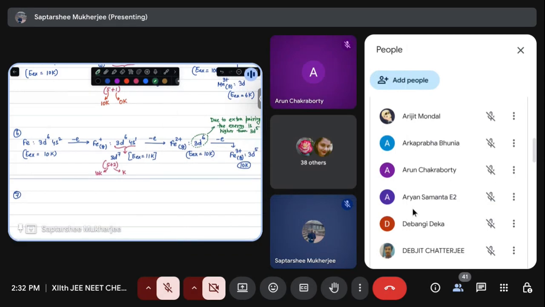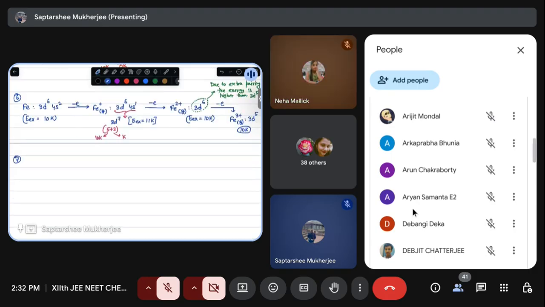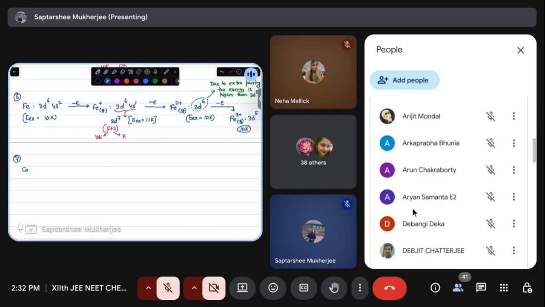Everyone is joining in some. Till here, clear for everyone? Yes, sir. Then after iron, it is coming cobalt. So what is it? 3d7, 4s2. Now the exchange energy 7 means Oishik tell.